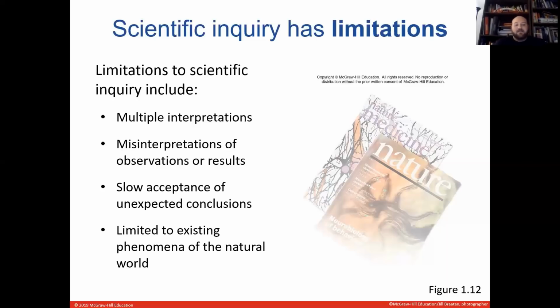And finally, science is limited to the existing phenomena of the natural world. You can never use science to say that God doesn't exist, whether that be the Jewish God, the Islamic God, the Christian God, whatever you want to believe. You can never really use science to determine those things, because science is based off of looking at observable facts and using that to make interpretations. And that kind of conjecture is best left to philosophy and religion.